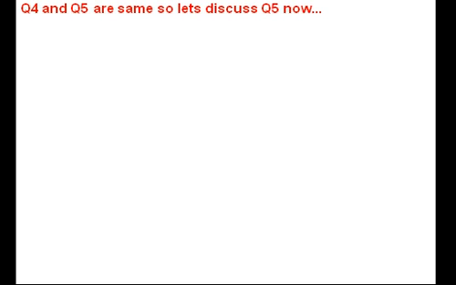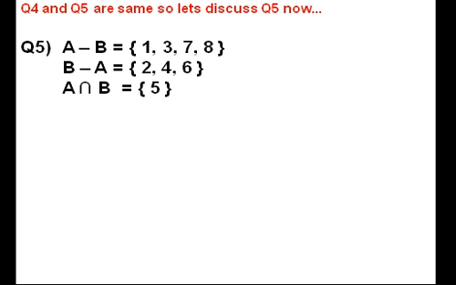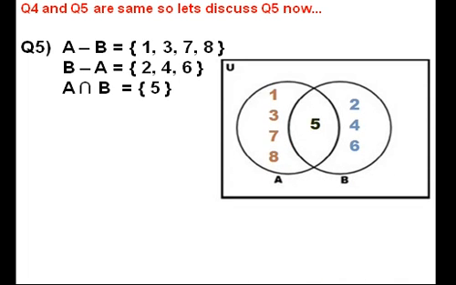Now question number 4 and 5 are also similar. Let us discuss question number 5. In question number 5, A minus B is given as {1, 3, 7, 8}, B minus A is given, that is {2, 4, 6}, and the intersection of A and B is given, that is {5}. So that means these two sets A and B are overlapping sets and they have 5 as the common element. So the first thing I have done is I have drawn a Venn diagram, because it becomes easy to get the answer once your Venn diagram is clear.